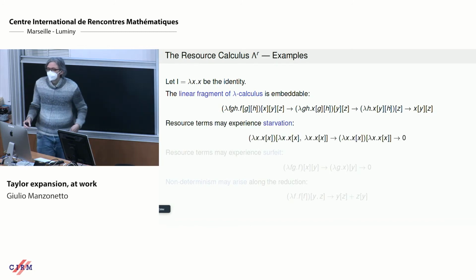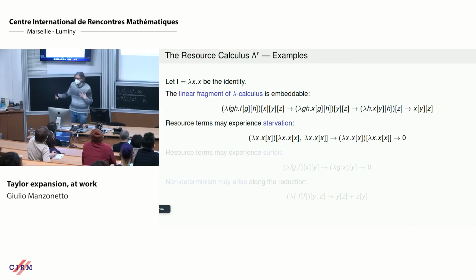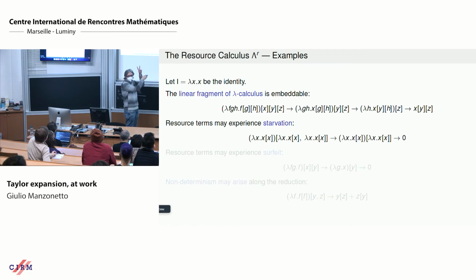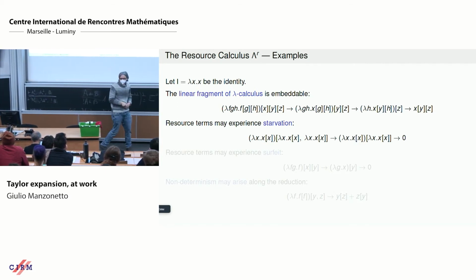Now we can try to construct an unsolvable term. We take omega, which is lambda x dot xx applied to itself. Here we say, well, this lambda x dot xx expects two occurrences of the argument. So I try to put the same thing twice. But when I reduce, I get this. And now this one is expecting two occurrences of the argument, but it gets one. So it goes to 0.